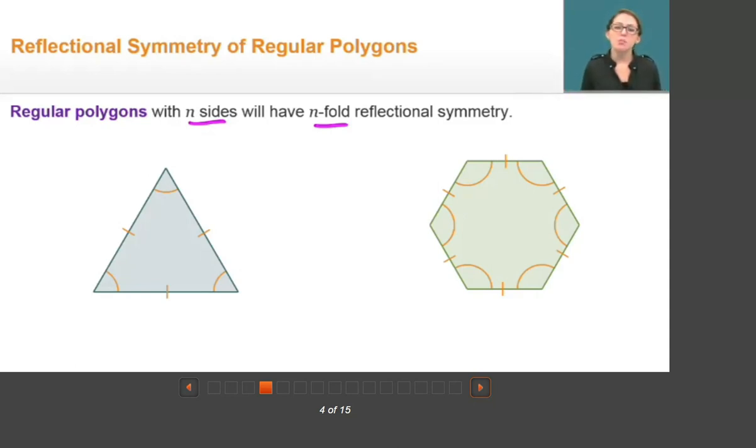Let's check to see if the number of lines of reflectional symmetry is equal to the number of sides of a regular polygon. Let's start with the equilateral triangle on the left. We have 3 sides, so there should be 3-fold symmetry. We can draw a line of reflection from one vertex to the opposite side that bisects the angle and the side.